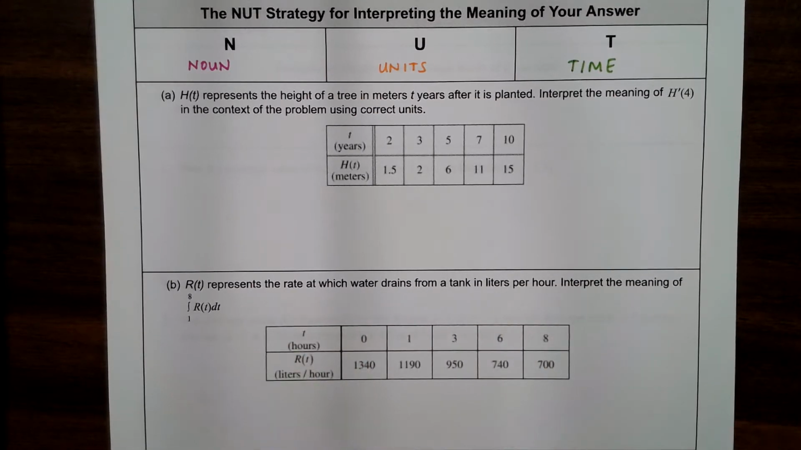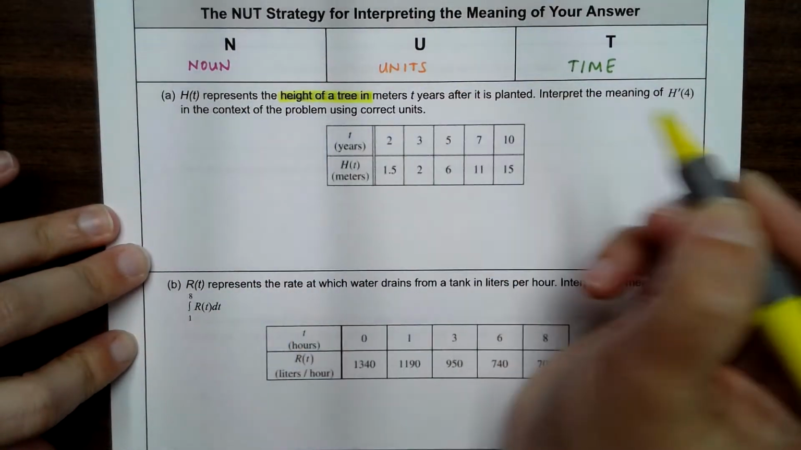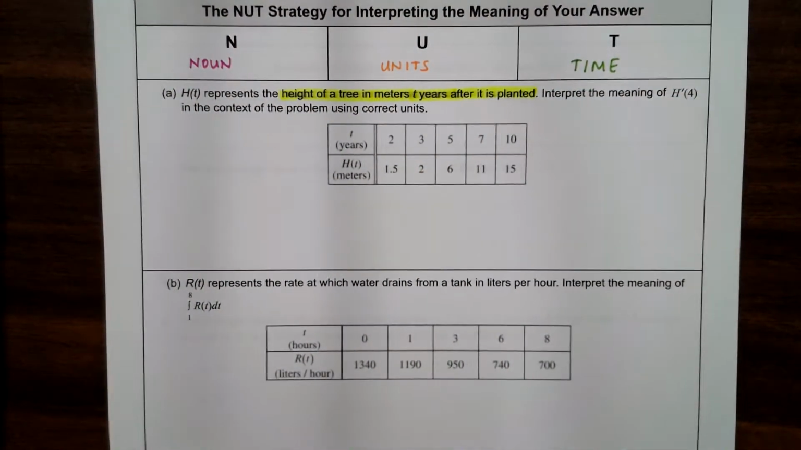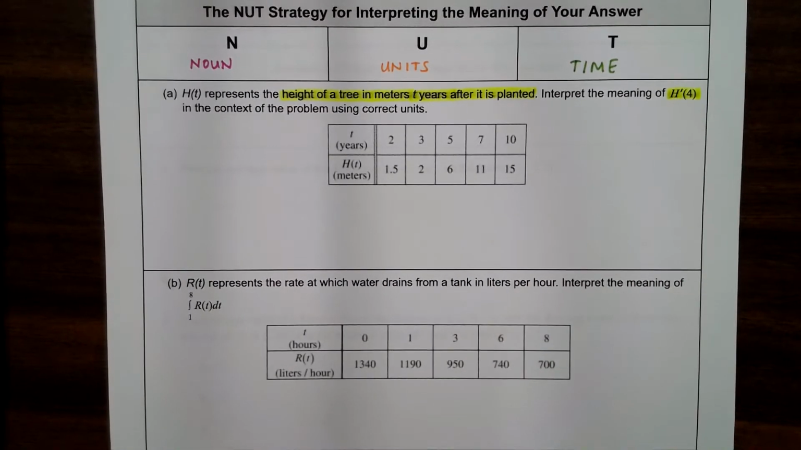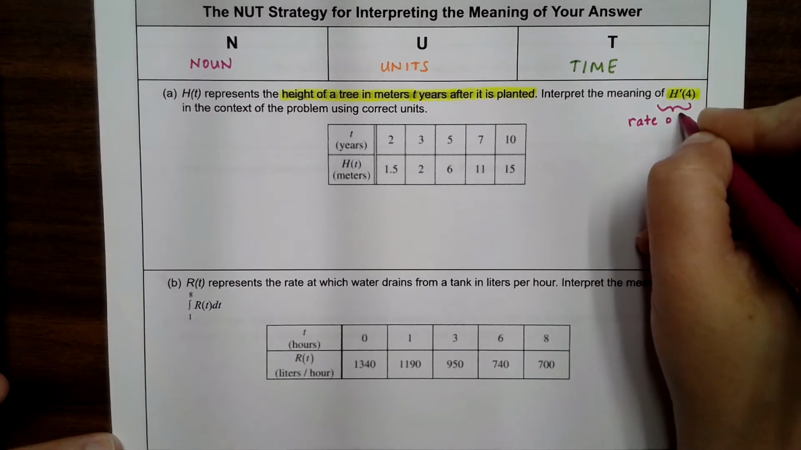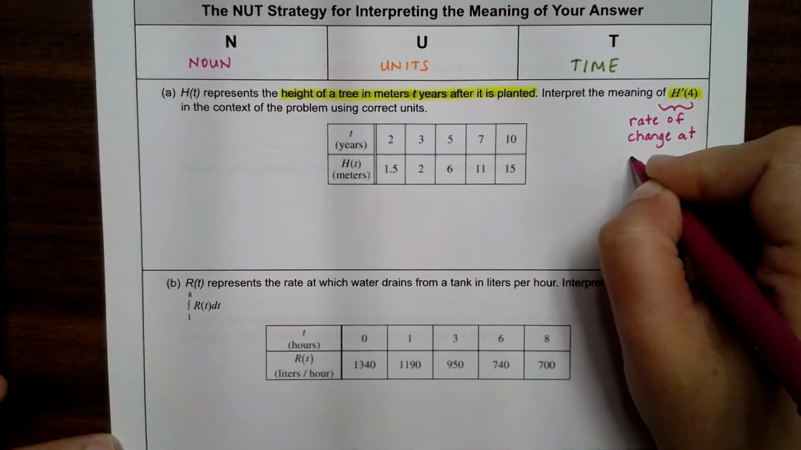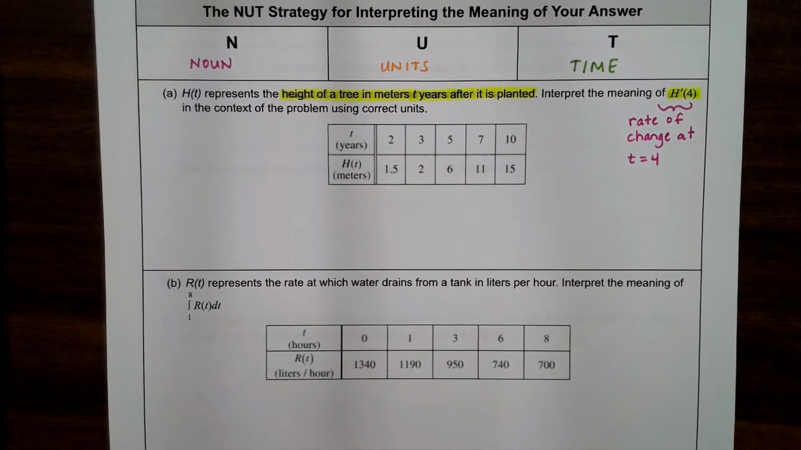In this problem, h of t represents the height of a tree in meters, t years after it is planted. Interpret the meaning of h prime of 4. As soon as I see h prime, it tells me I'm taking a derivative, and a derivative is always a rate. At a specific number, at t equals 4. So that's going to help me figure out my noun that goes in my sentence.